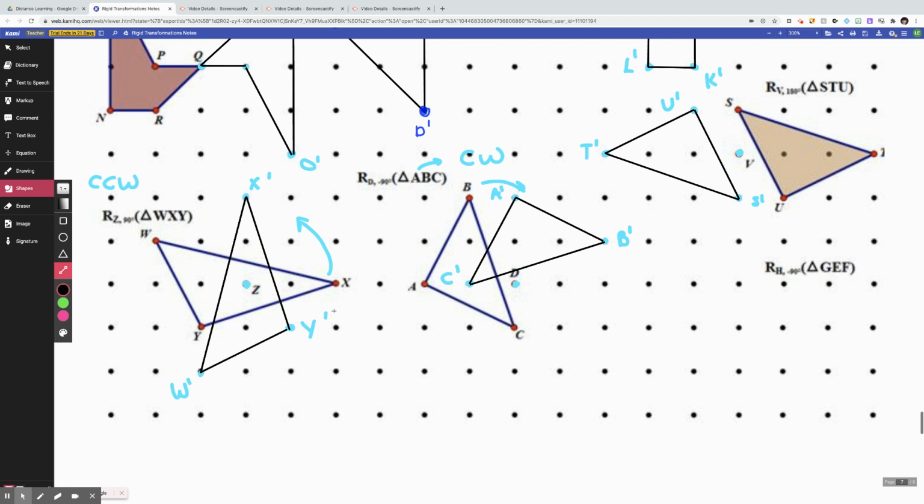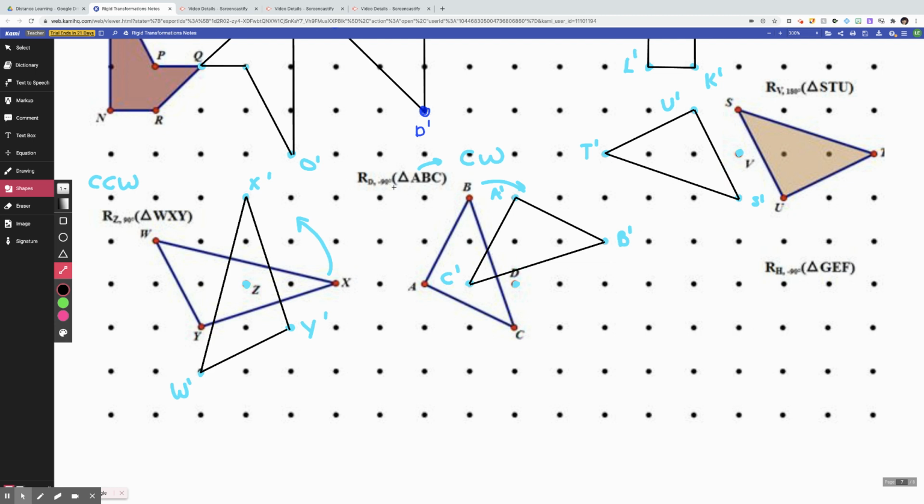Okay, and then these last 2 were a little bit tricky in the way that they end up being drawn. But for this one on the left, it says 90 degrees, so that's positive, so it's counterclockwise around point Z. So I just took the shape and I turned it one turn. Like if you trace it on paper, I turned it once counterclockwise and then put my new points where they were going to go.